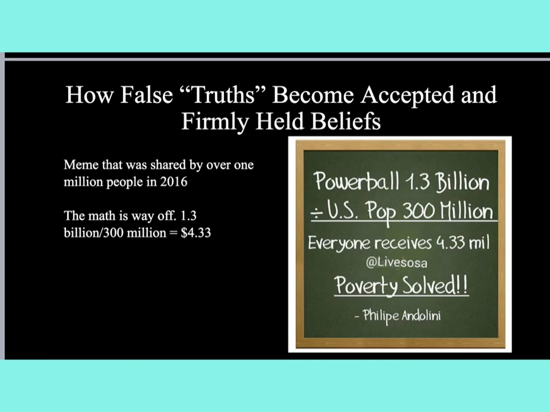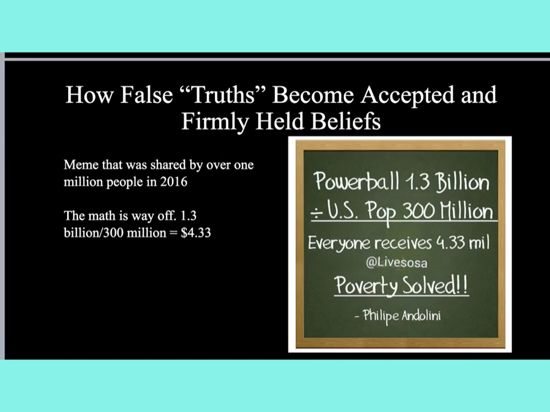This idea was that poverty could be eliminated through redistributing this lottery jackpot, which is a very nice idea. Many people saw this, were amazed by it, and shared it. Many people did not question the information, believed it, and passed the information along. This meme and related memes got over 1 million shares or likes on social media in a short amount of time. Unfortunately, the math is wrong.